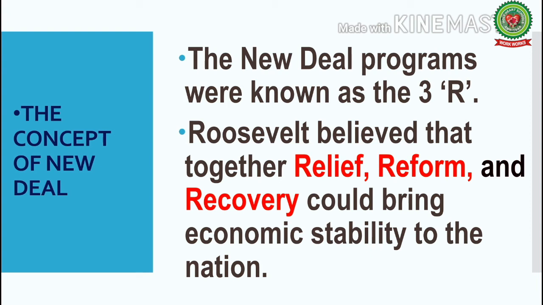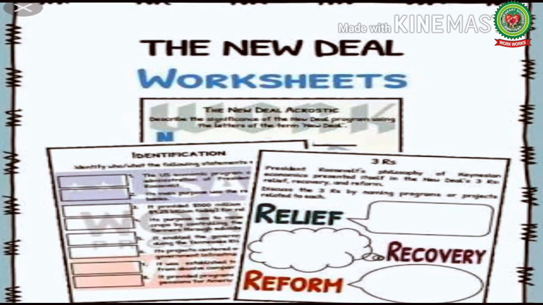On your screen, you can see the 3 R's of the New Deal: relief, recovery, and reform, which became the basis of the New Deal. With the help of these 3 R's, the American economy once again developed, and Franklin D. Roosevelt was able to get the economy of America through the bad phases of the Great Depression to once again becoming a financially strong power in the world.